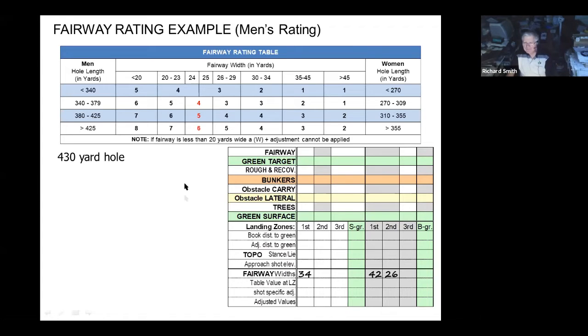Okay, from the table now, 430-yard hole, and we're for MINS, so we've identified the bottom row here as being the appropriate one. And firstly here for scratch, the 34 width is in this column. So that gets us a 4 for scratch at the landing zone. Here's just under where we recorded the width is where we put the table value for that landing zone.